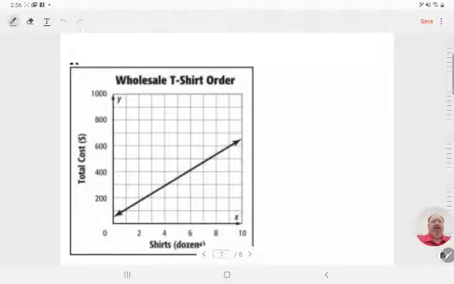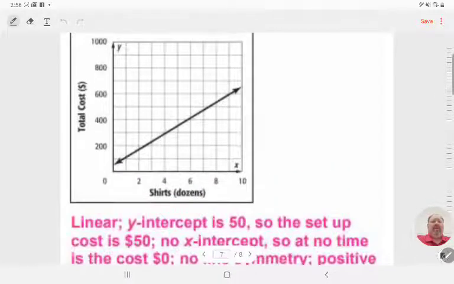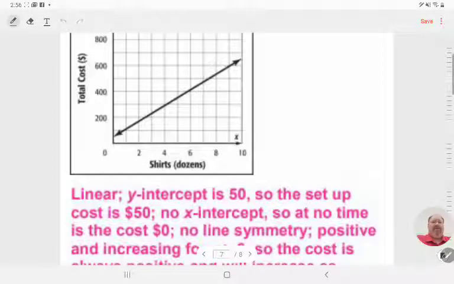All right, wholesale t-shirt order. It's linear, it's a straight line. The y-intercept is at 50. Again, what does that mean? It means that the setup cost is $50. So when they started making shirts, before they even make any shirts or sell any shirts, $50 is what it costs to set up.